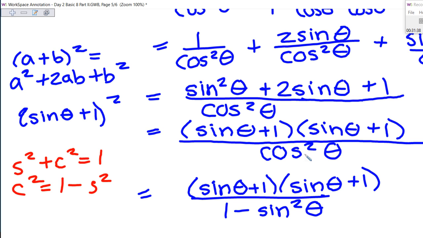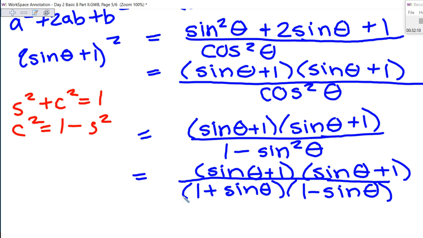And now, can that denominator factor? Yeah, what is that called in the denominator? Difference of squares. So in the denominator, I'll have 1 plus sine theta times 1 minus sine theta. What happens now? Yeah, one factor in the numerator will cancel with the one in the denominator.